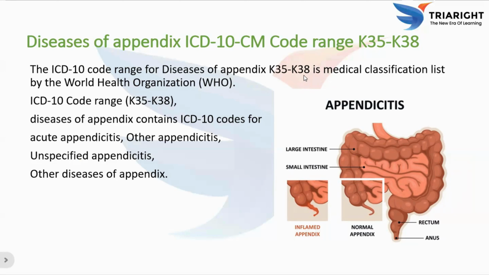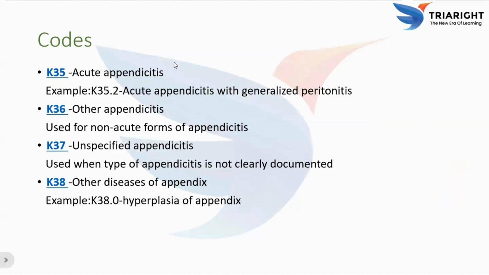K35 to K38. Here you can see the picture of appendicitis. This is a normal appendix and this is an inflamed appendix. You can see here the inflammation. It is irritated and inflamed, and it is also a bit bulged. So what are the codes under appendicitis? We have acute appendicitis, other and unspecified appendicitis, and also other diseases of appendix.